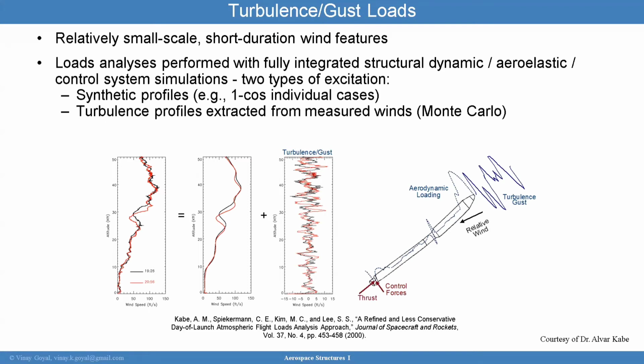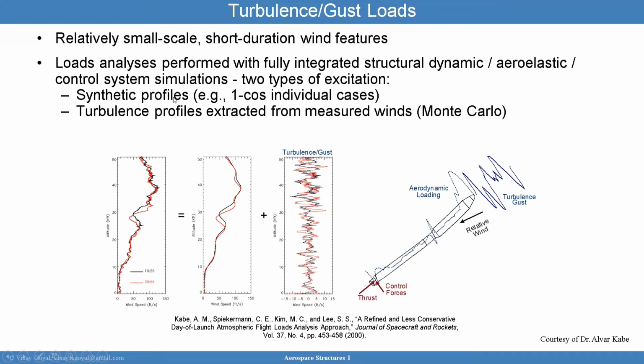And the amplitude, wavelength, and shape of the gust are selected such that the induced load in the coupled system is equivalent to the desired level of statistical conservatism we talked about earlier. And to establish the proper loads, the simulation has to include the elastic stiffness, damping effects, and also the vehicle control system induced engine side forces. The control system is required to obtain proper rigid body response of the vehicle, and you definitely want to get this right. Again, these are relatively small scale, short duration wind features, and the loads analysis performed are fully integrated structural dynamic or elastic control system simulation.